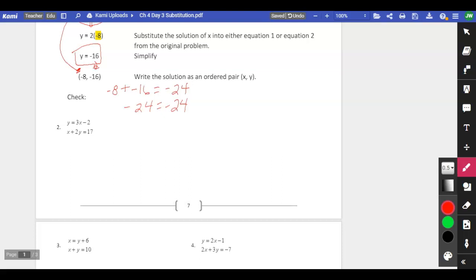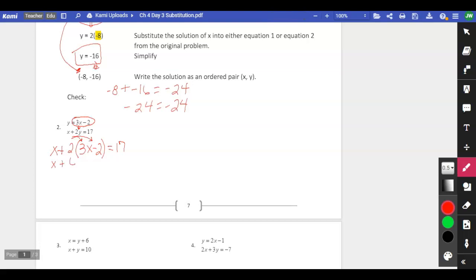Yesterday we were doing them when they were both already solved for y. You can do that, but then on ones like this, you end up with fractions. And you just don't want to deal with that. But since one of these is already solved for y, if I take this 3x minus 2 and I substitute it right there, then I eliminate the y's from the second equation. So if I substitute, I now have x plus 2, and then I got to do parentheses, 3x minus 2 equals 17.